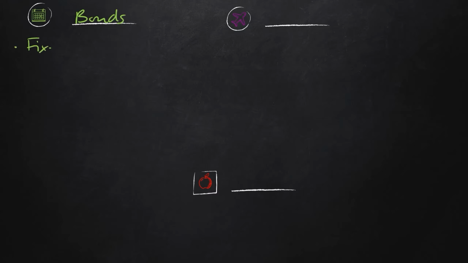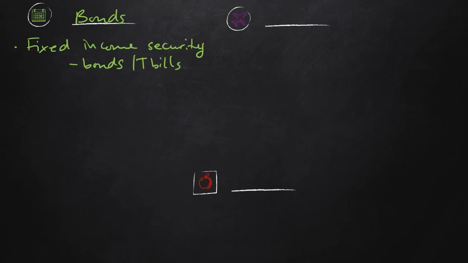Bonds are a fixed income security fund. If you've listened to the bond presentation, it's really about lending money. The investor is lending money to a company or corporation, and that company or corporation promises to pay that money back. That's essentially what a bond is. And bond funds invest in other bonds. They can invest in T-bills.